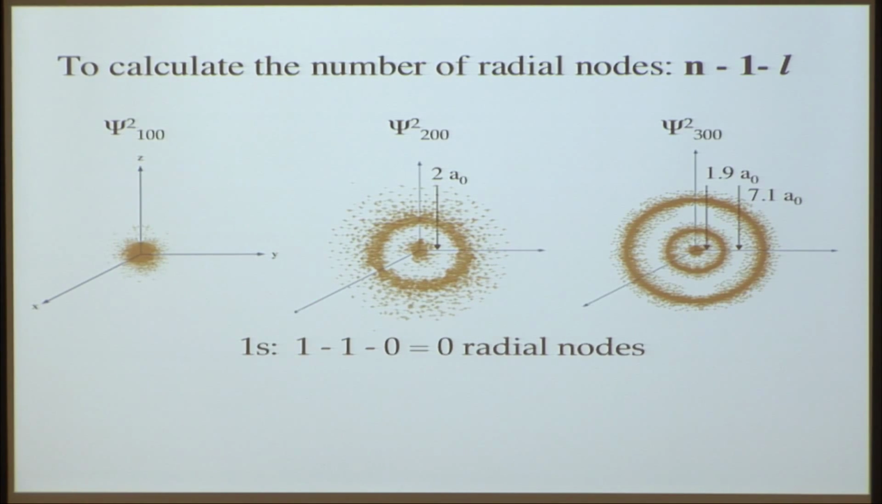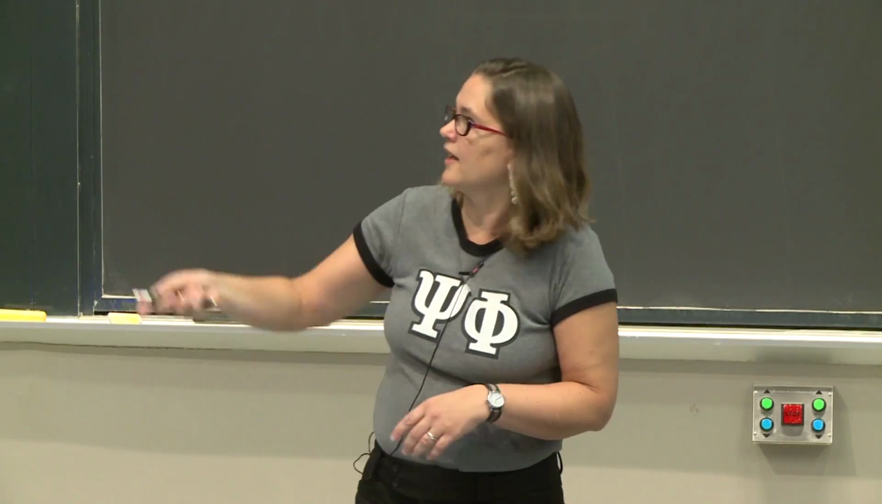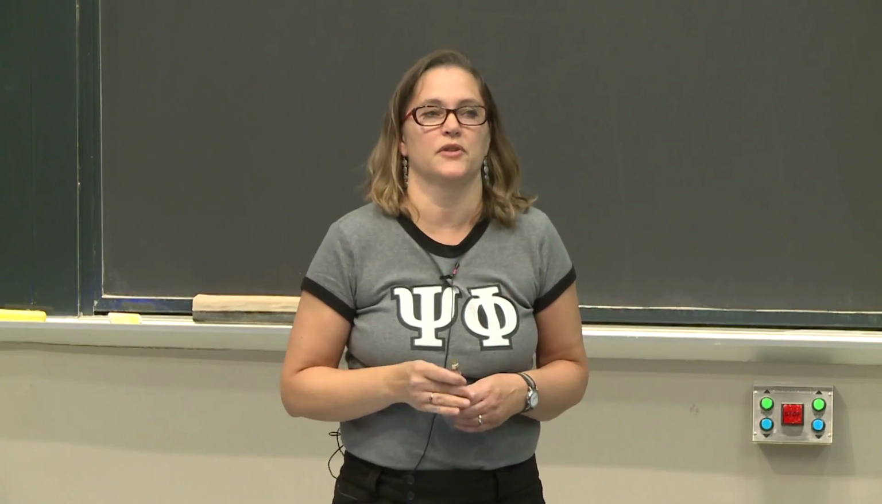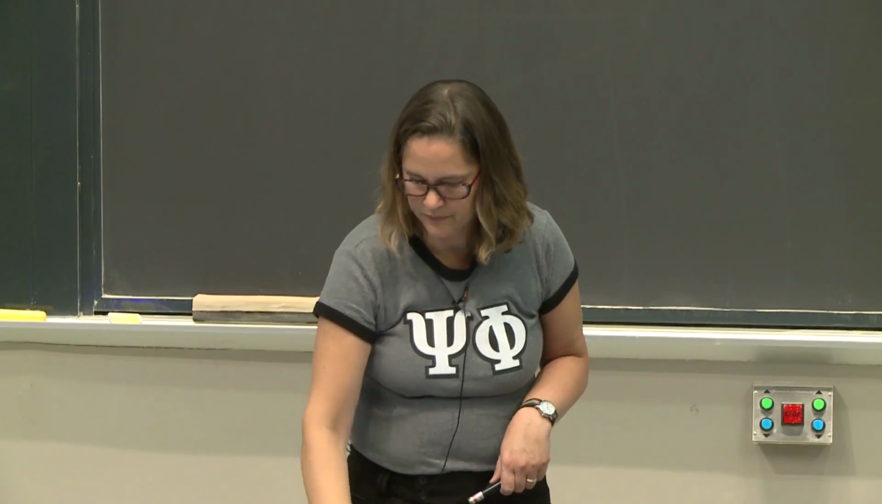For the 1s orbital, we can calculate how many radial nodes we should have by using this handy formula, n minus 1 minus L. So for 1s, we have 1 minus 1, and L is 0. So we have 0 radial nodes. And we can see that from that diagram. There are 0 radial nodes.